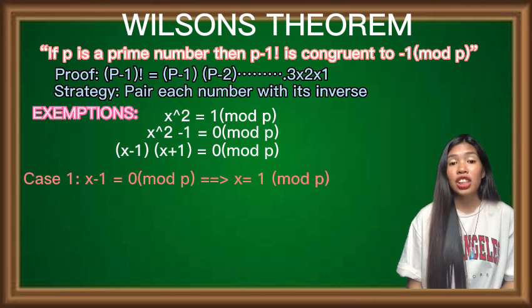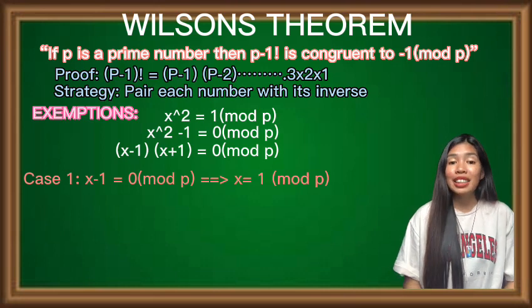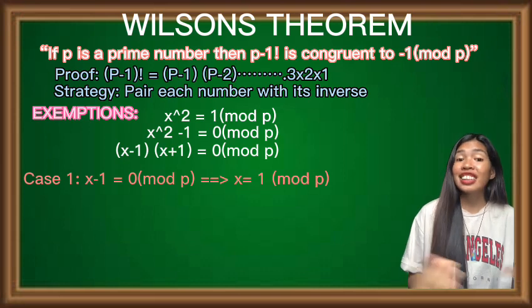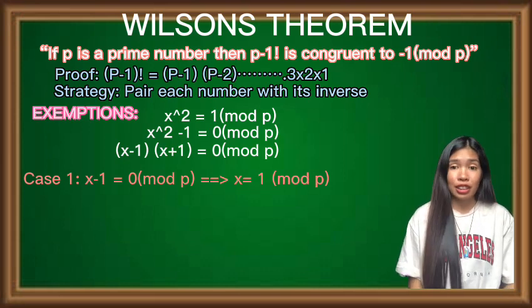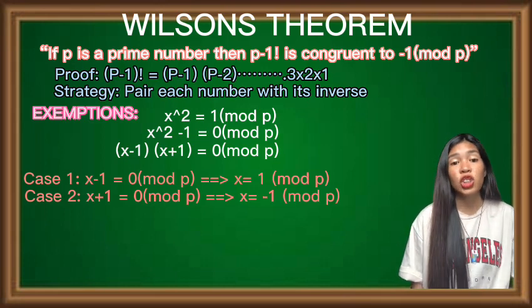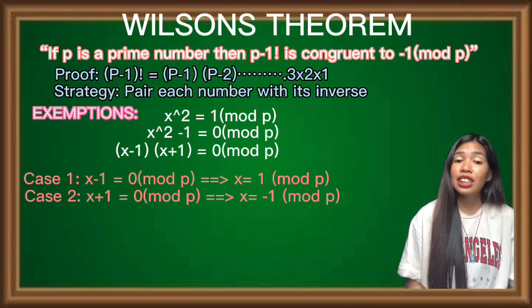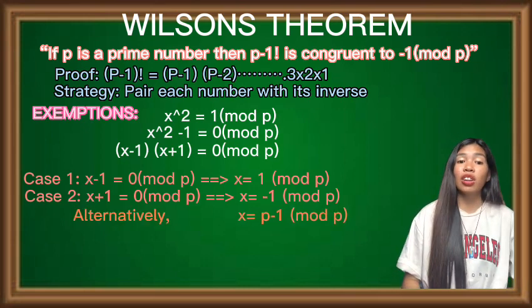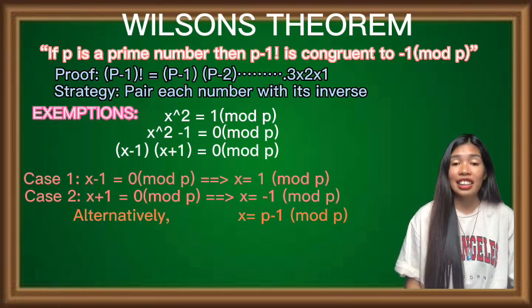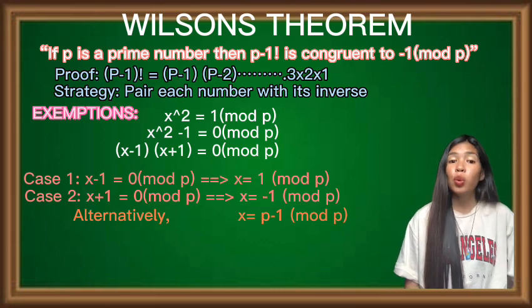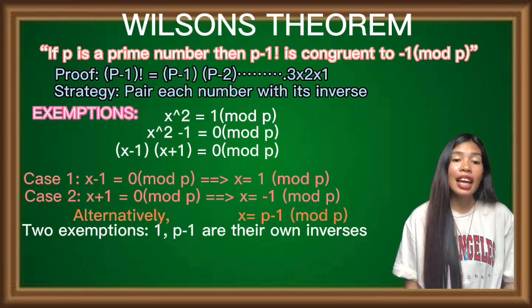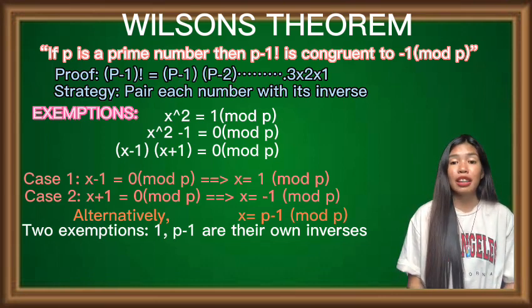So x minus 1 is congruent to 0 mod P means that x is congruent to 1 mod P. That's not a surprise. So 1 is its own inverse. Next, x plus 1 is congruent to 0 mod P. If we solve this, we get x is congruent to negative 1 mod P. Or to write it alternatively, x is congruent to P minus 1 mod P. So 1 and P minus 1 are their own inverse, but every other number mod P can be paired with its inverse and it will be a different number.